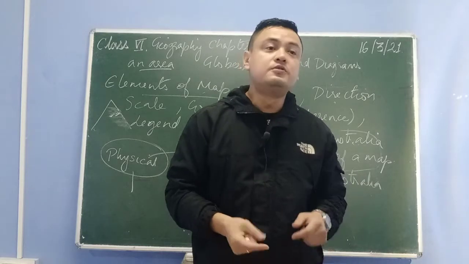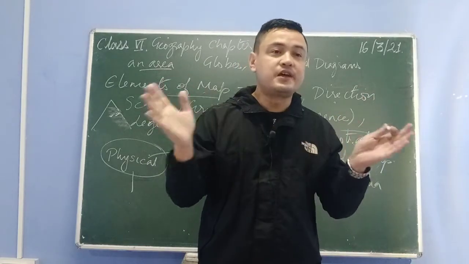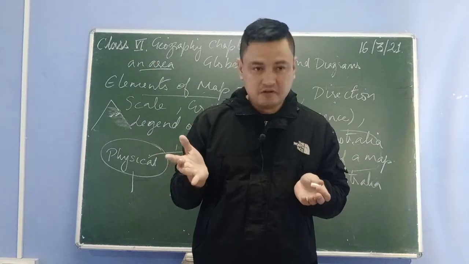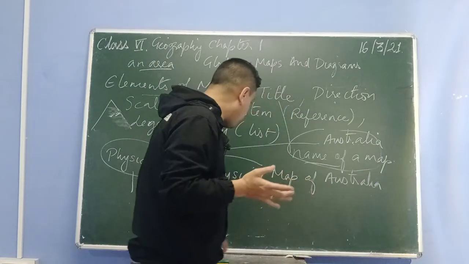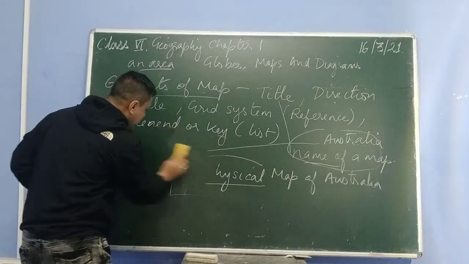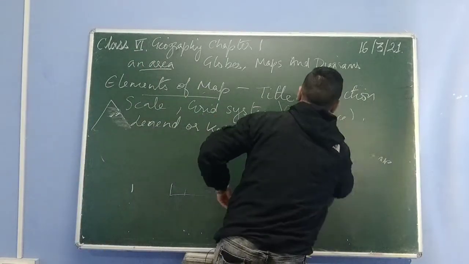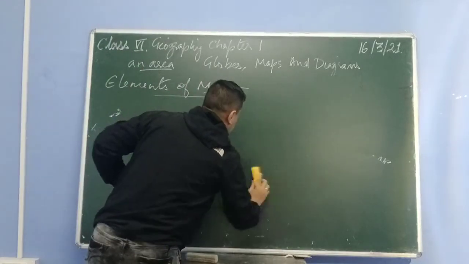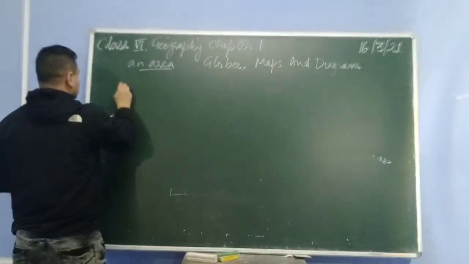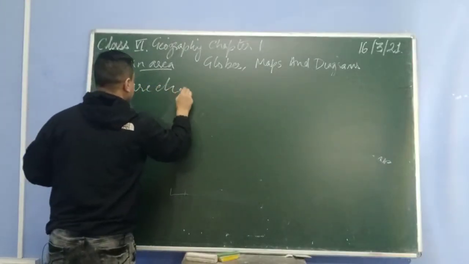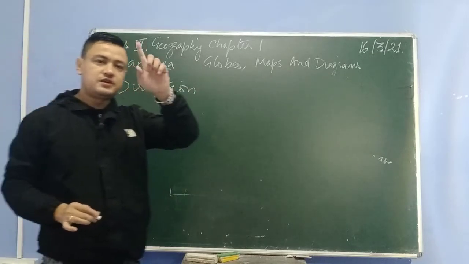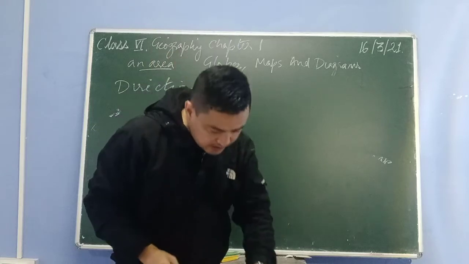Now we are moving on to directions. Now, what is the direction? Direction means north, south, east and west. Do you understand? Where is north? Where is east? Now, the second element of the map is called direction. Now we are studying direction. D-I-R-E-C-T-I-O-N. Direction.